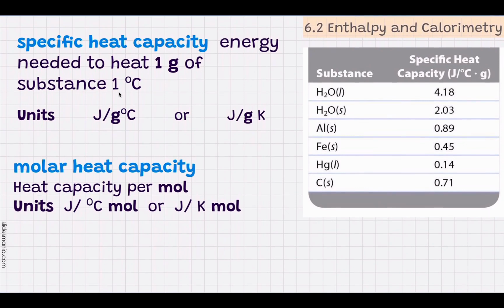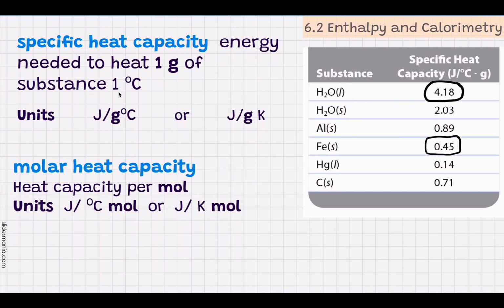Whenever you're doing calorimetry, sometimes you need the specific heat capacity. The values I have over here, you can kind of see, like water has a pretty high specific heat capacity compared to, like, let's say iron. So it takes 4.18 joules to take 1 gram of liquid water and raise it 1 degree Celsius. It only takes 0.45 joules to take 1 gram of iron and raise it 1 degree Celsius.